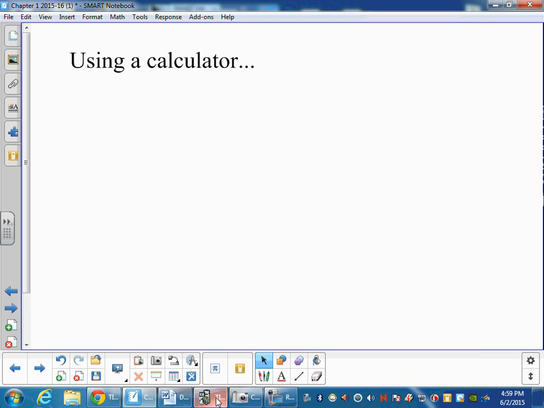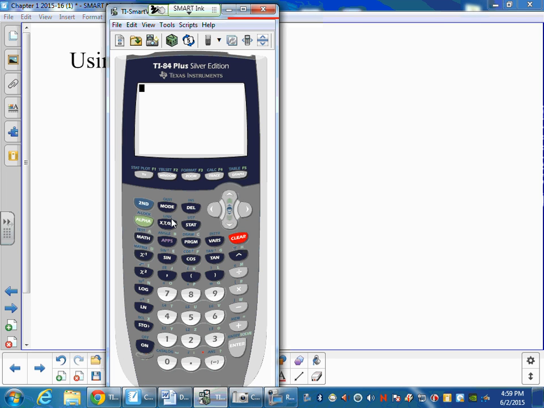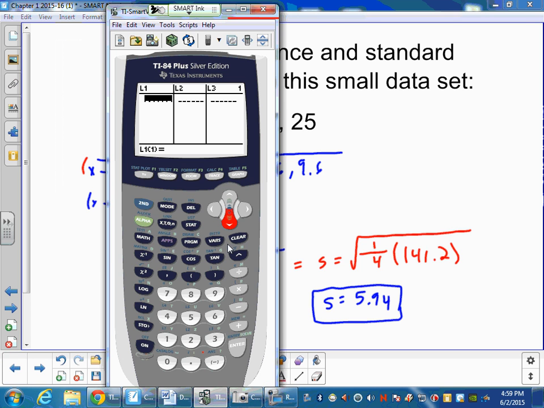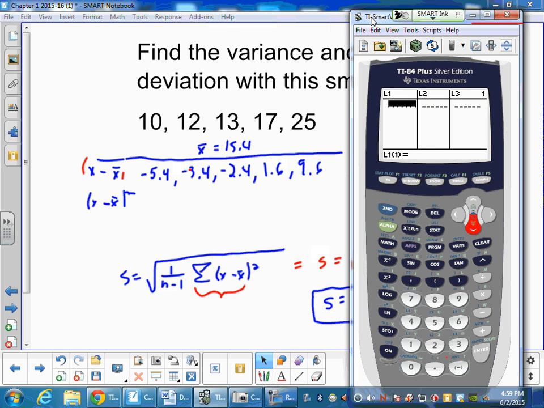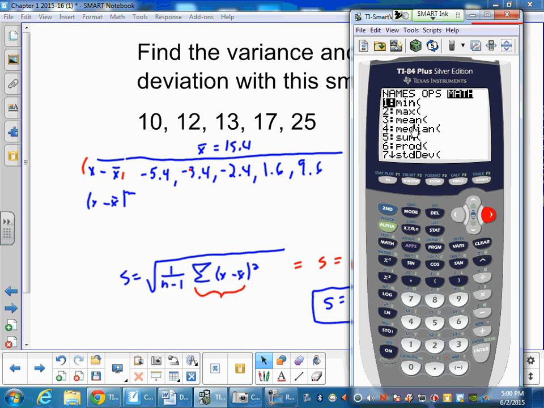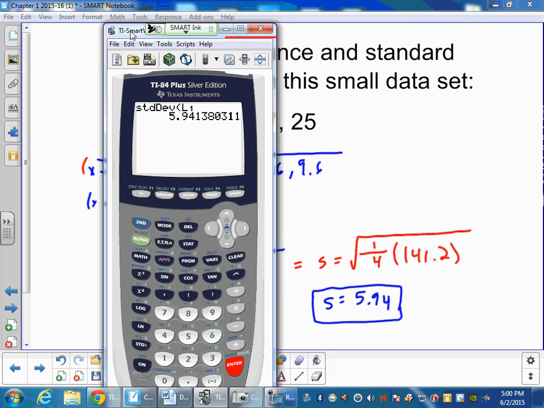Now on our calculator, it's way easier. It's really nice on our calculator. First thing, let's clear out our data set. If I want to find the standard deviation, I type this data in: 10, 12, 13, 17, 25. There's a few ways you can do it. One way is if you hit second stat, the list, and go all the way to math. You can see you could find all of the things that we need. Median, standard deviation, mean. Let's look at number 7, standard deviation of L1, 5.94, and that's what we got.